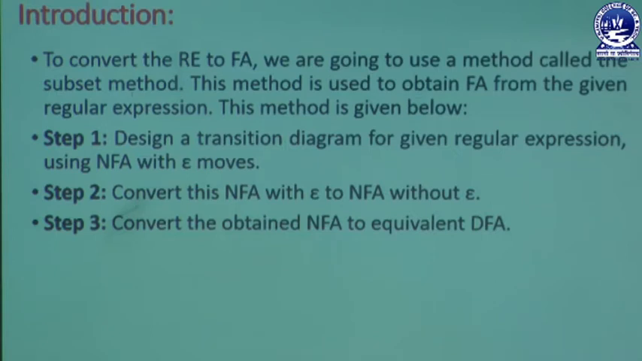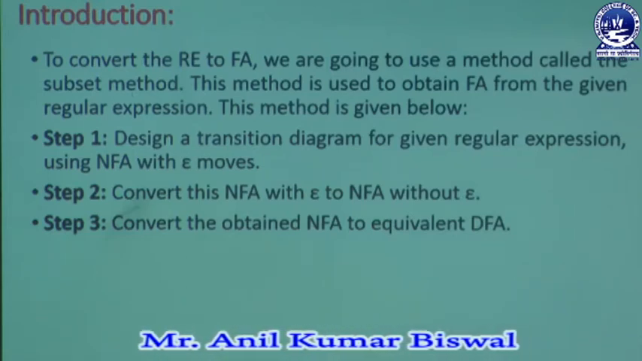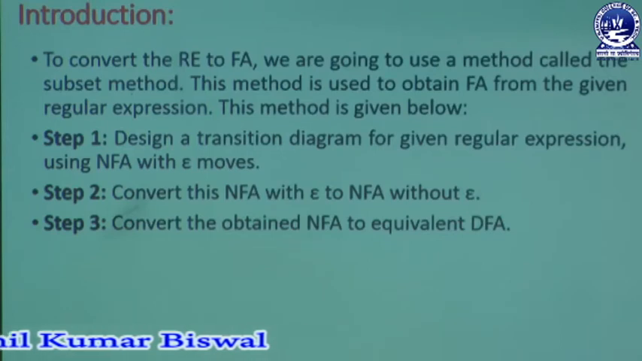In step 2, we follow up by converting this NFA with epsilon to NFA without epsilon. First of all we need to convert this NFA with epsilon to without epsilon, because whenever a user wants to create any type of finite automata, by default we have some epsilon moves. In step 1 it was already explained how to create an NFA, or a finite automata, from the regular expression.